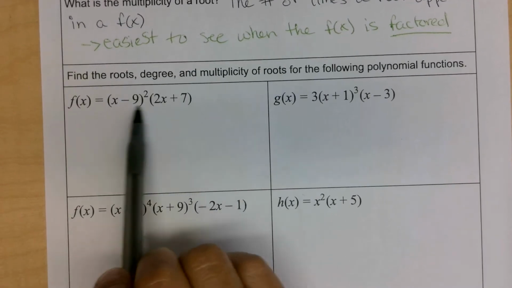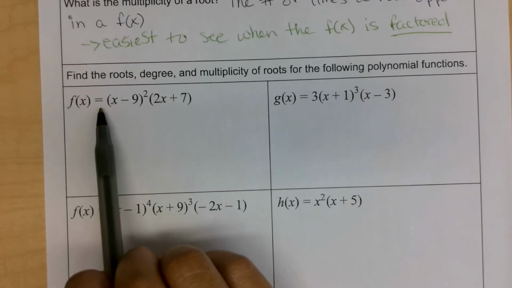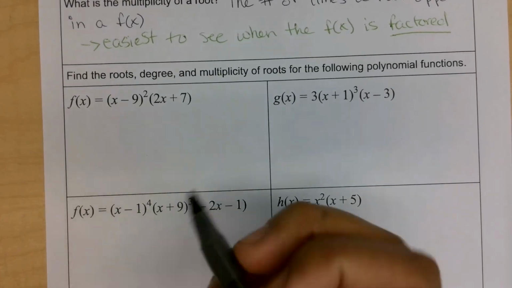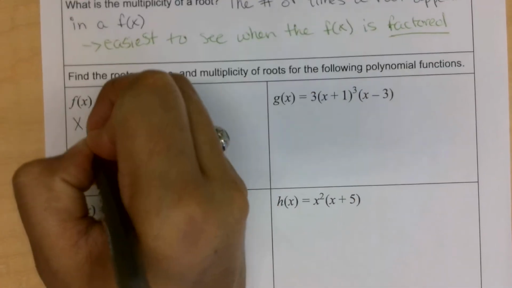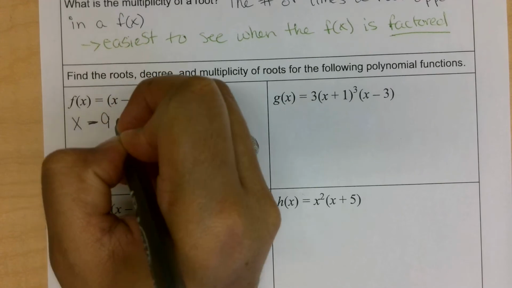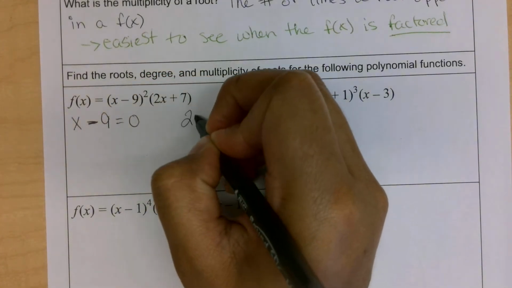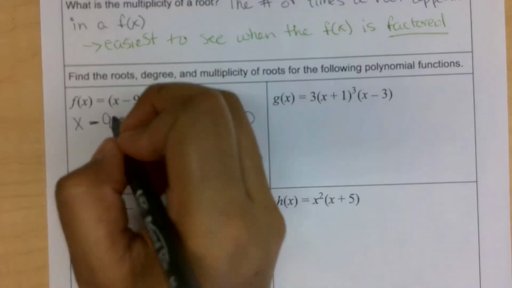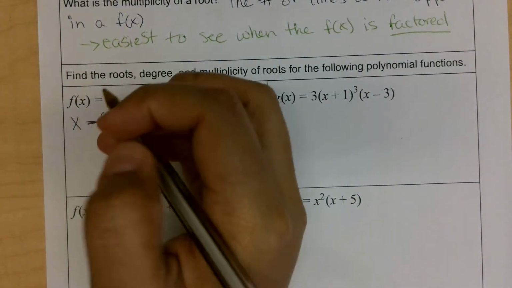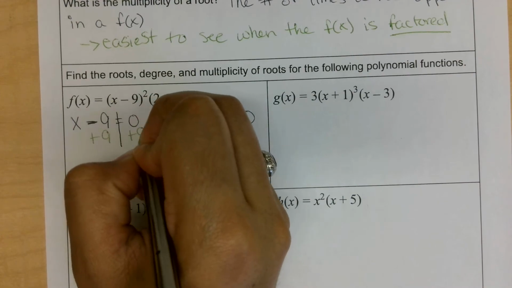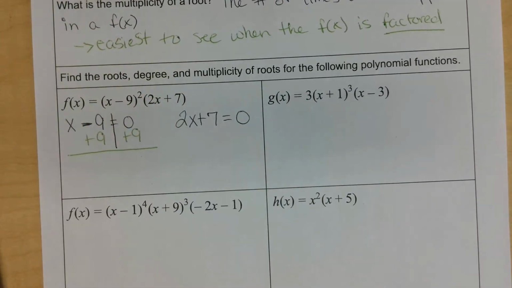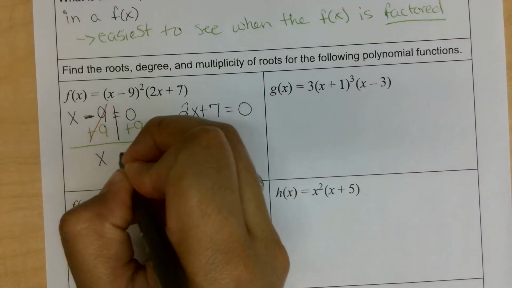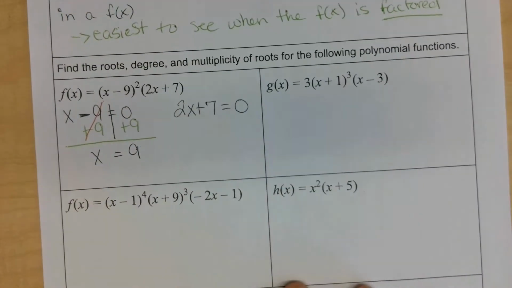So notice I went ahead and factored it. So here, let's talk real quick. What are my zeros or my roots going to be? Well, I'm going to have to do x minus 9 equals 0, and I'm going to have to do 2x plus 7 equals 0 to find my roots. So let's go ahead and solve. Here, I'm going to add 9. My 9's cancel out, so I'm left with x equals positive 9. So there is one of my roots.